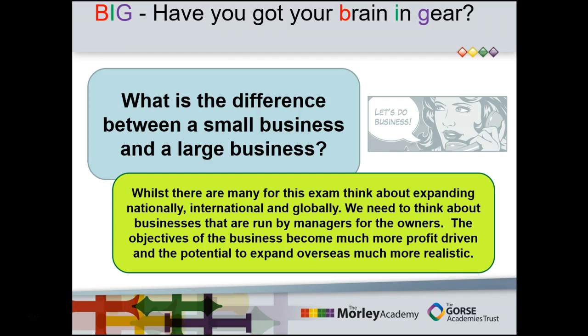We're talking about businesses now which are run by managers that operate on behalf of the owners, and in most cases those owners might be shareholders of the organisation. Businesses that are so big that they are no longer owned by one individual but owned by multiple owners through private limited companies or public limited companies and the sale of shares. As a result, the objectives of these businesses become much more profit driven.